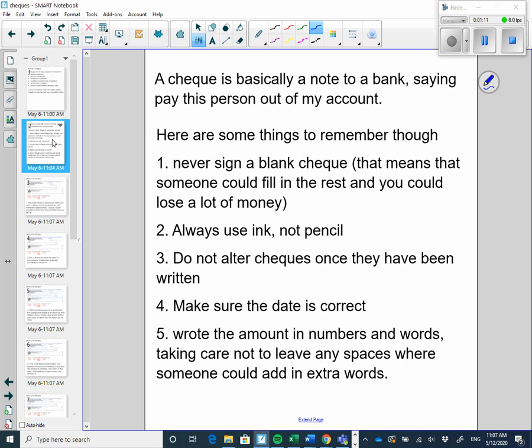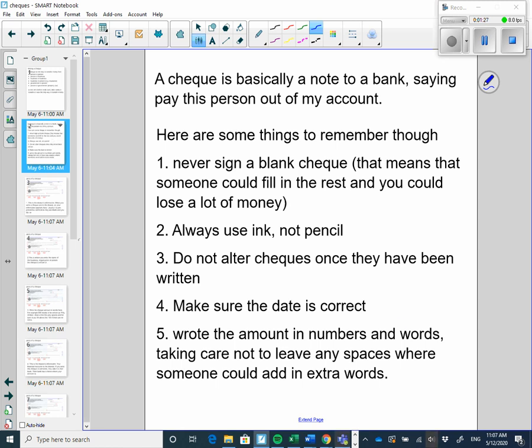So here are some things to remember when you're dealing with checks. You should never, ever sign a blank check. That means that someone could fill in the rest and you can lose a lot of money. As soon as you sign it, the rest of the check is valid. And if it's blank, then people can fill in any amount that they want.